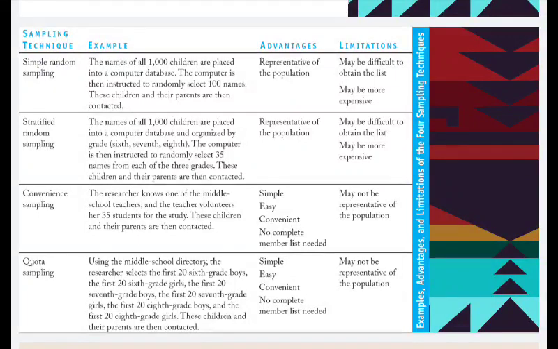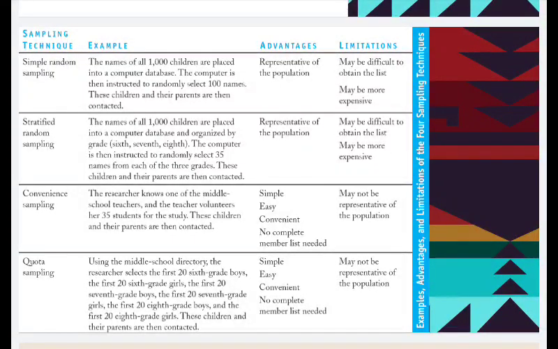Example is that when there are 1,000 names, names of all children are placed into a computer database. Now, the computer is then instructed to randomly select 100 names. Now, these children and their parents are then contacted, kino-contact. Advantage dito is that representative yung each population. Limitations naman, may be difficult to obtain the list and maybe more expensive naman po. Okay? Next naman is the stratified random sampling.